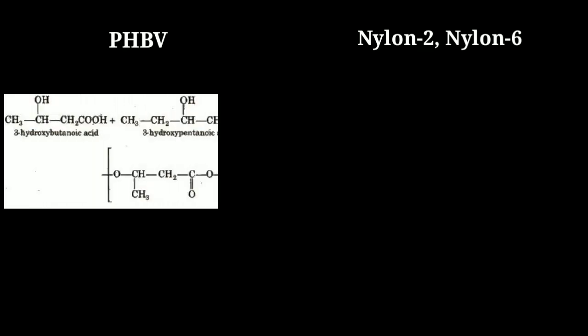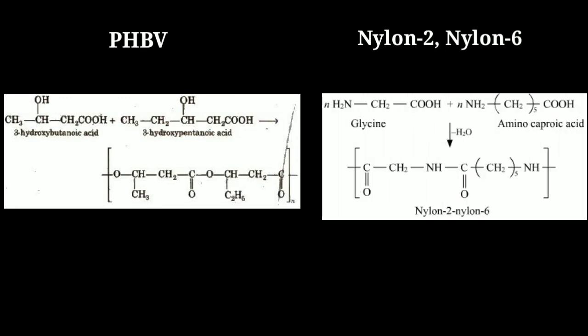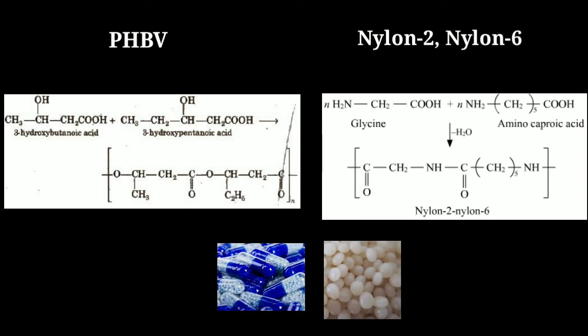PHBV, that is polyhydroxybutyrate-co-beta-hydroxyvalerate, and nylon 2 nylon 6 are both biodegradable polymers. The monomers used in PHBV are 3-hydroxybutanoic acid and 3-hydroxypentanoic acid, whereas in case of nylon 2 nylon 6 the monomers used are glycine and alpha amino caproic acid. These biodegradable polymers are used as orthopedic devices, implants, sutures, and drug release matrices.